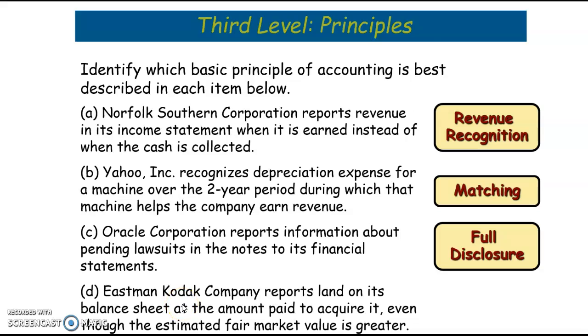Eastman Kodak Company reports land on its balance sheet at the amount paid to acquire it, even though the estimated fair market value is greater. So that land is now worth a large amount of money, okay? However, on the balance sheet, because of the historical cost principle, we have to show that land at what we originally paid for it. Now, the full disclosure principle, however, says that somewhere in the notes to the financial statements, we probably should say something about that piece of land and that it's now worth X number of dollars.